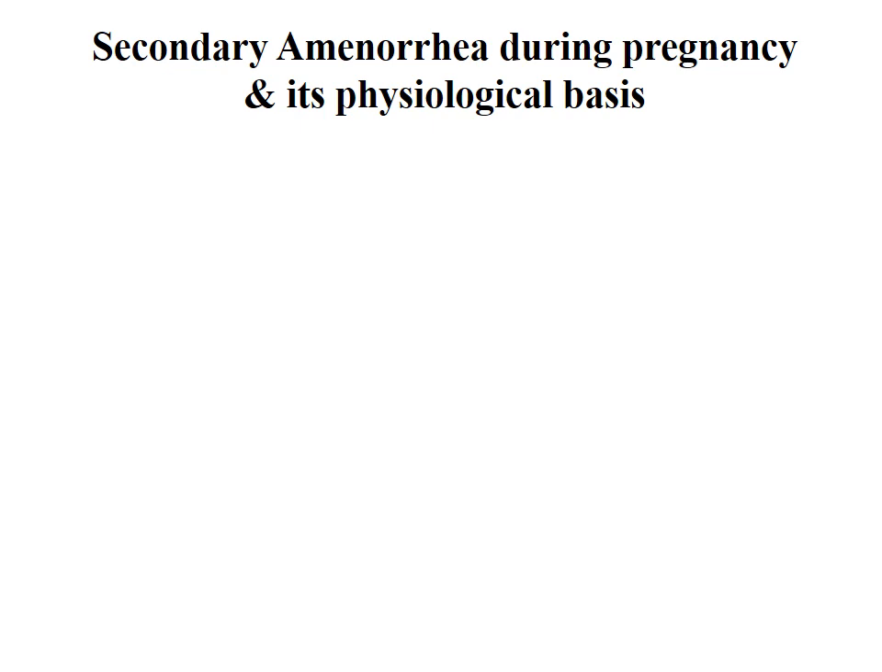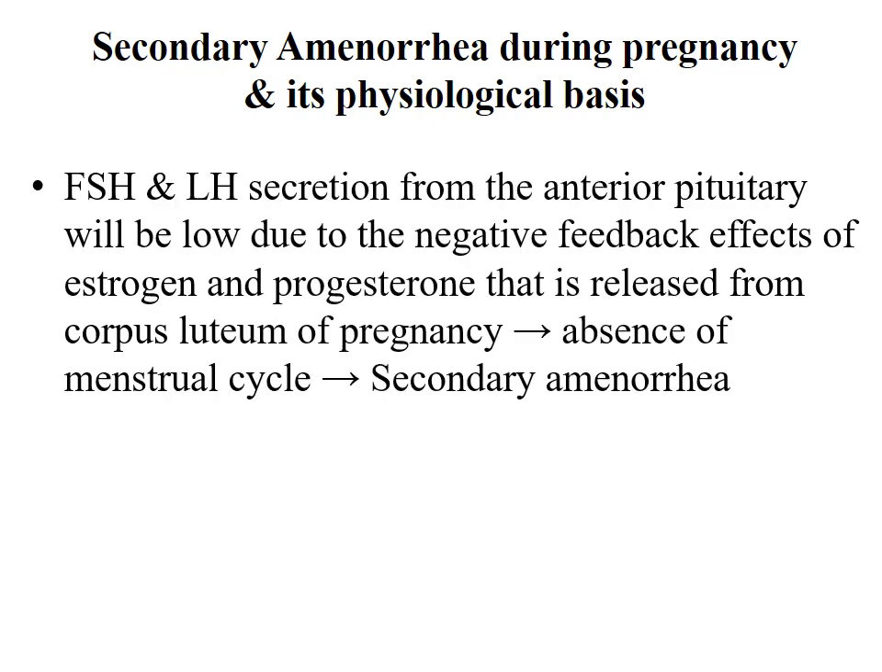Now let us see what the physiological basis for that is. When the individual is a normal fertile individual undergoing a menstrual cycle every month, suddenly the menstrual cycle stops when she is pregnant. And what is the basis for this? FSH and LH secretion from the anterior pituitary will be low because of the negative feedback effects of estrogen and progesterone released from the corpus luteum of pregnancy.